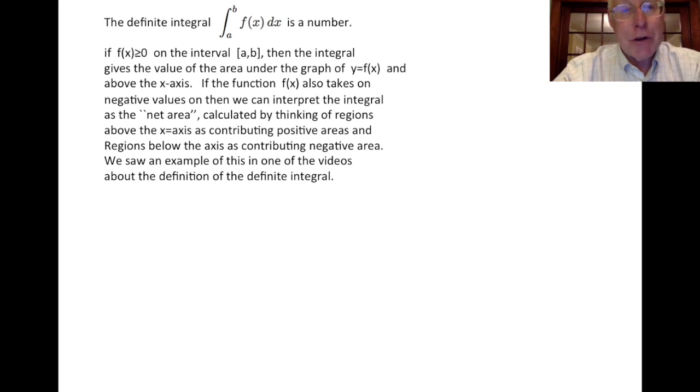And there are applications, for example displacement, or when you calculate work done in physics, where these positive and negative parts really are very important. We saw an example of this use of negative areas to evaluate an integral in one of the previous videos, the one from section 5.3.